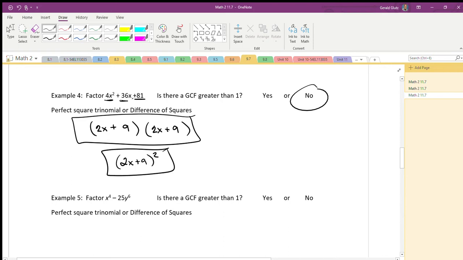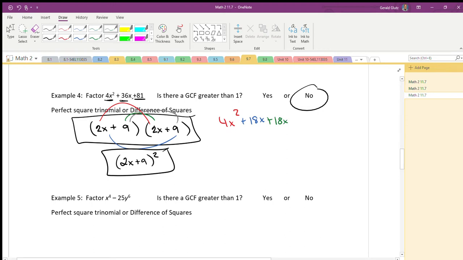So if you wanted to check if this was correct, do the FOIL method and see if you're correct. So 2x times 2x is 4x squared. The outside is 2x times 9, so that's 18x. Inside, 9 times 2x is 18x.